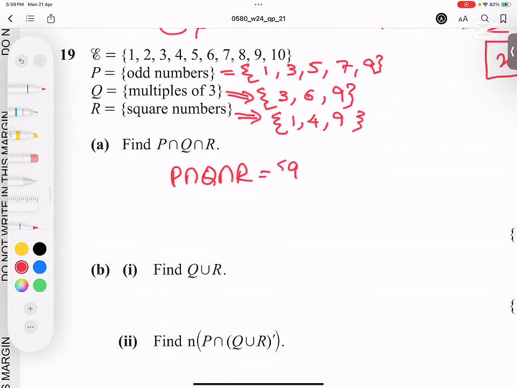And you should write it in brackets because it is set language. That is why. He did not ask for n. n stands for the number of members only. That's it. So let's go for this one.